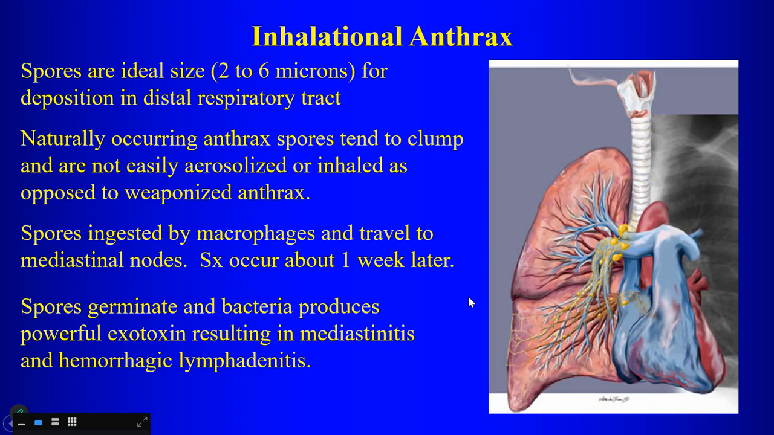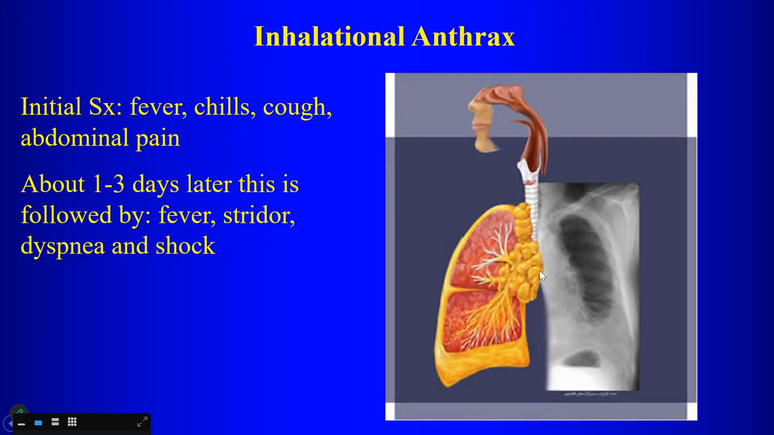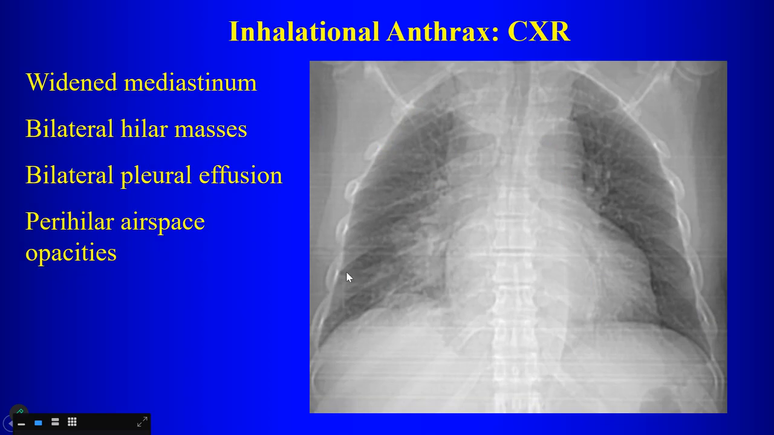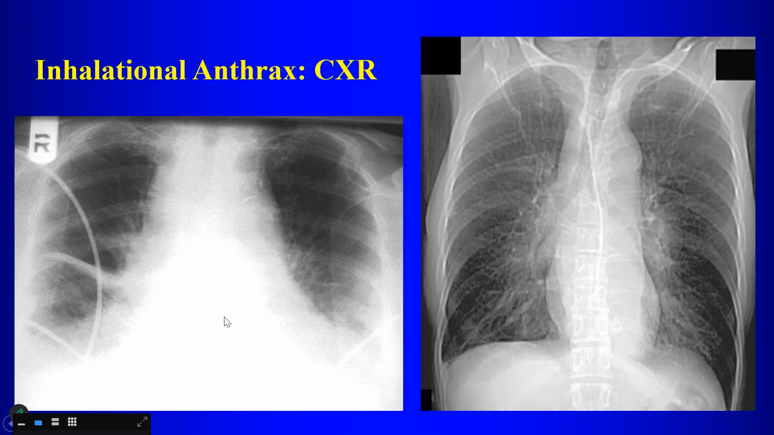So the bacteria produces a powerful exotoxin, and that's what results in mediastinitis and hemorrhagic lymphadenitis. So mediastinal lymphadenopathy, and then consolidations that kind of radiate out from the hilum. So these people can be very sick and can go on to develop shock. So mediastinal widening for lymphadenopathy, perihilar consolidations, pleural effusions, these are all findings that you might see.